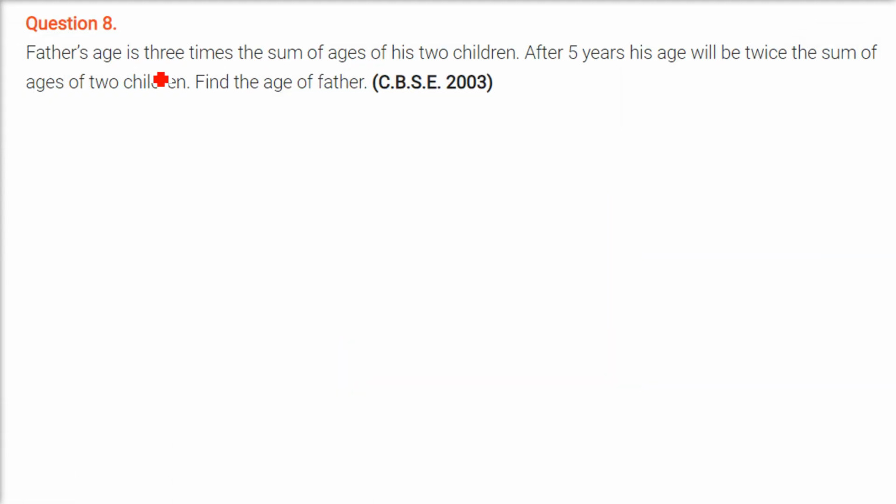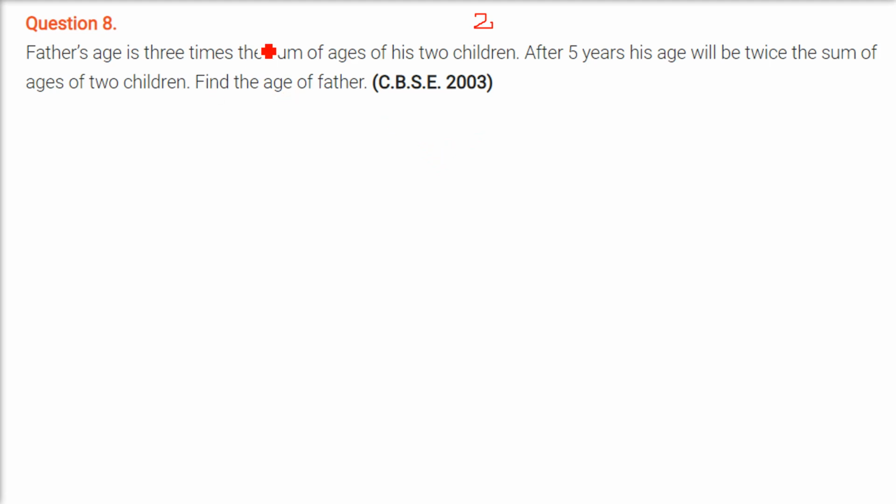Father's age is 3 times the sum of ages of his 2 children. After 5 years, his age will be twice the sum of ages of 2 children. Find the age of father. So there are 2 questions like this we are going to see and cover. Now, these 2 questions will be dealt with in different ways. First way I am telling you, then we'll have the second question, then I'll give you another aspect of how to solve it.